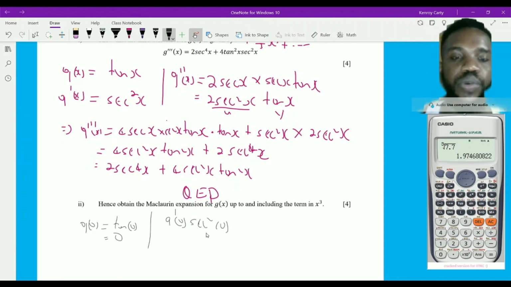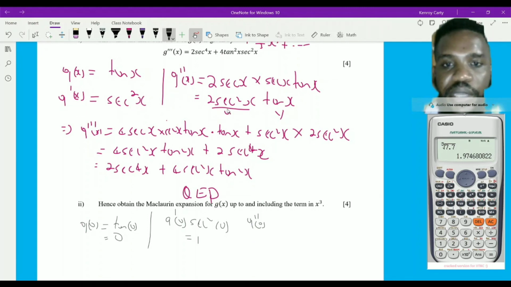Now sec is 1 over cos. Cos of 0 is 1. So even if you square cos 0, you're still going to get 1. Alright, so all this is just going to give me 1. Alright, what about g double prime of 0?